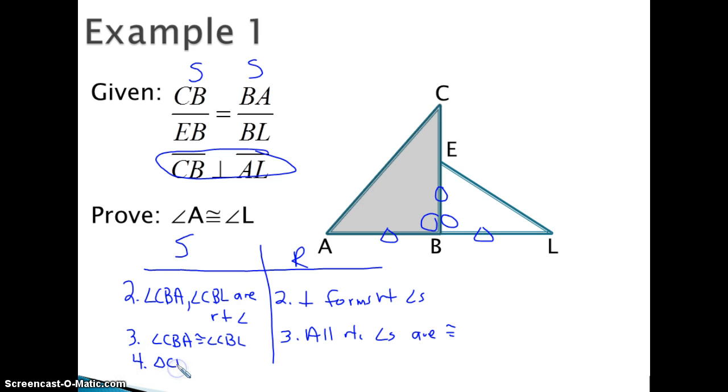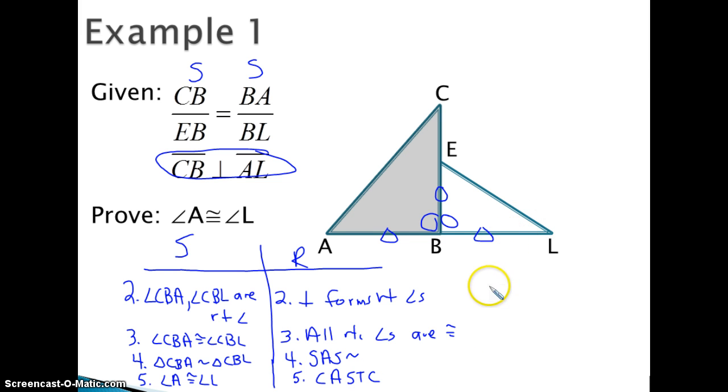So triangle CBA is similar to triangle CBL. And I know that because the sides are proportional and the angle between them is the same, so it's SAS similarity. And then in my final step, because I know the triangles are similar, I can pick out the parts that correspond. I'm trying to show that angles are congruent. So angle A must be congruent to angle L, and that's because corresponding angles of similar triangles are congruent.